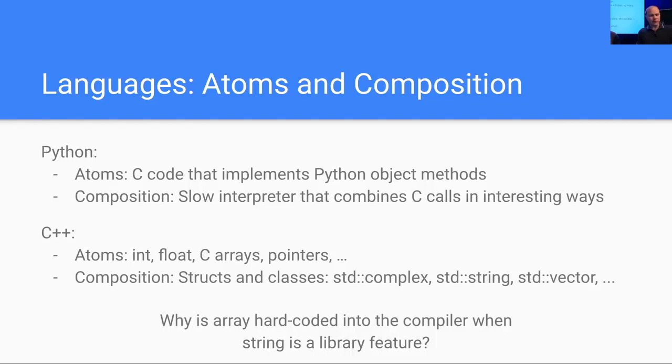C++ is a little bit different. In C++, the atoms are built-in things like integers and floats and arrays and pointers. And then a C++ programmer can use structs and classes to build complex numbers or strings or the variable size array thing in the library. It can do this because C++ is a fast language. It's also not a super well-considered language, but it's weird to me in C++ that array is hard-coded into the compiler, but string is a library feature. Why is that? That doesn't really make sense to me because strings and arrays are so similar.